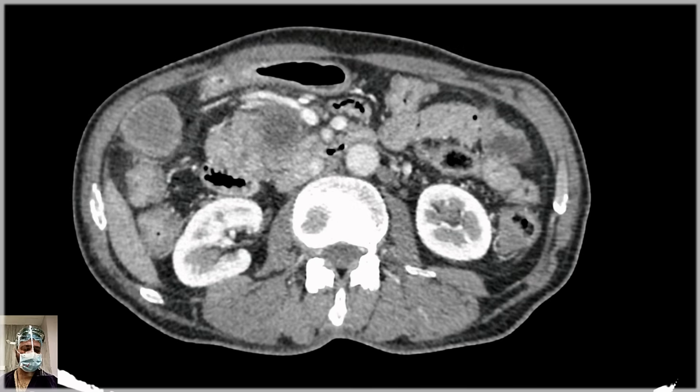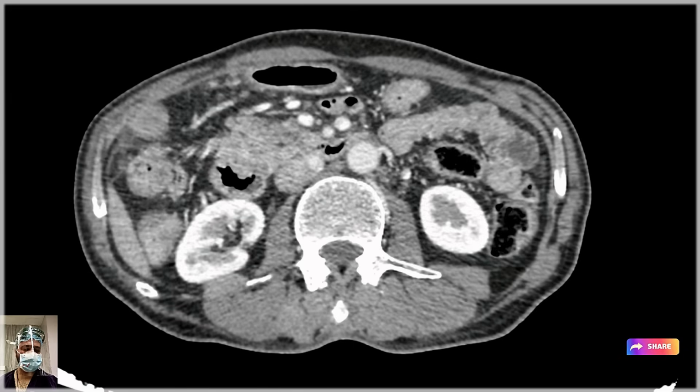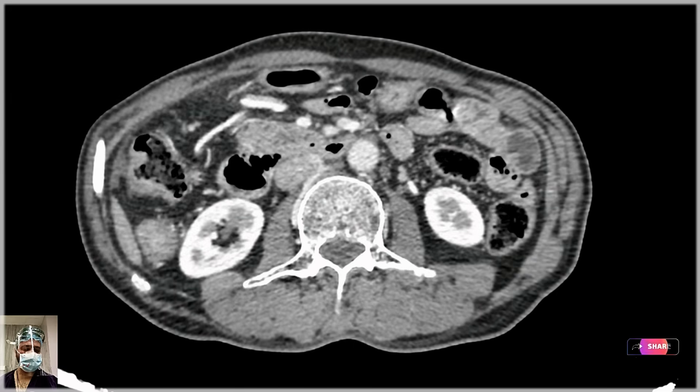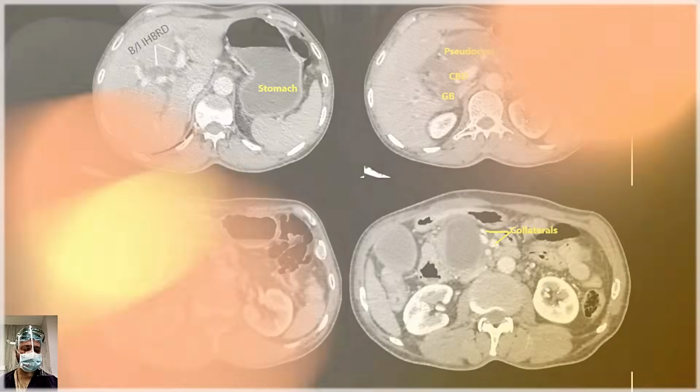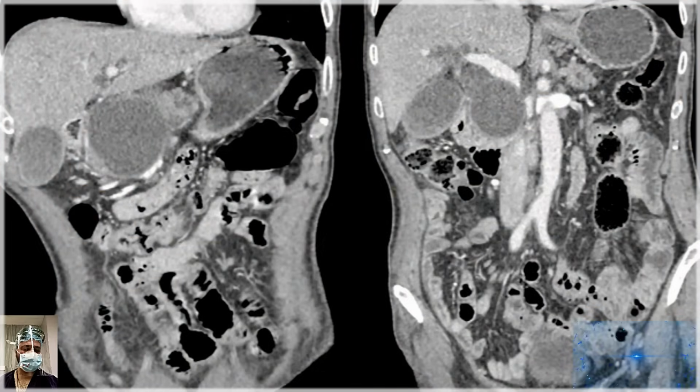And important finding in this patient was that there was external compression on the portal vein, and it was compressed, leading to collateral formation around the pseudocyst. So this picture I have already discussed, that there was bilobar IHBRD with a pseudocyst and gallbladder with collaterals present around the pseudocyst, and these are the axial images or sagittal images. Sorry. So the pseudocyst and gallbladder can be appreciated.